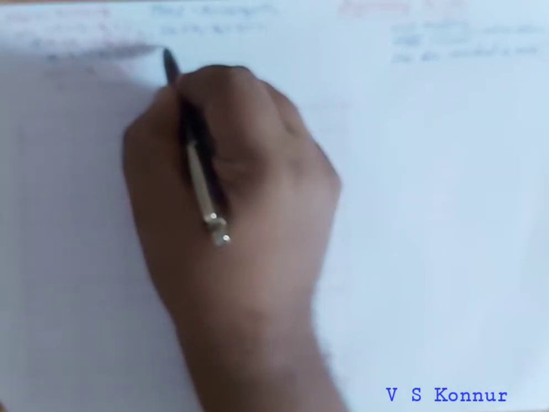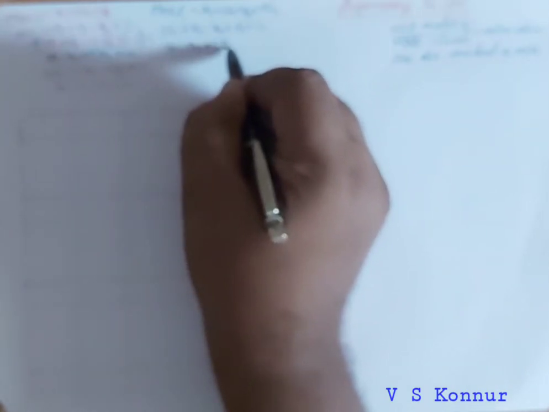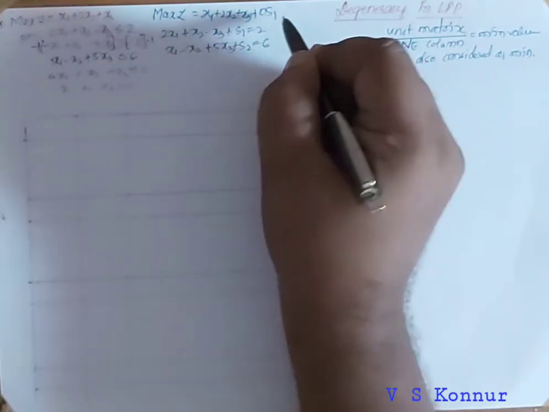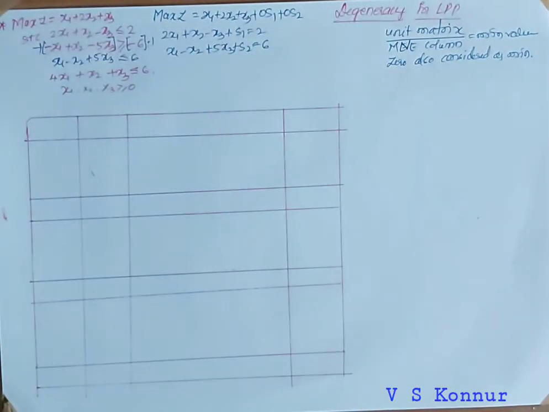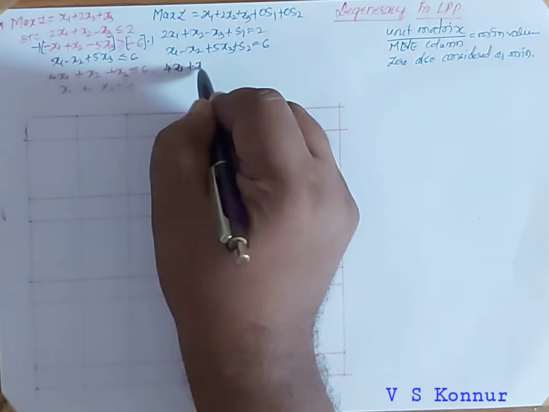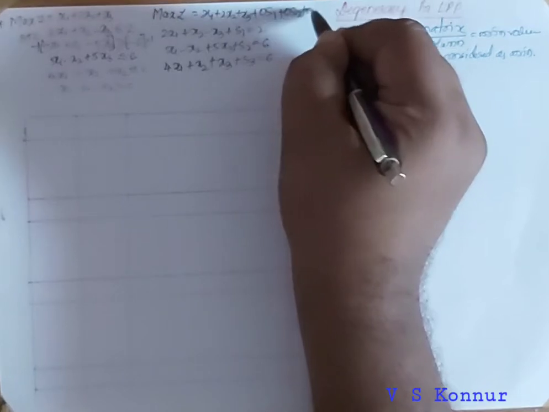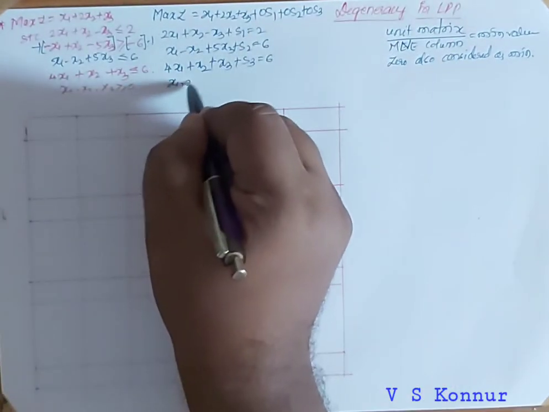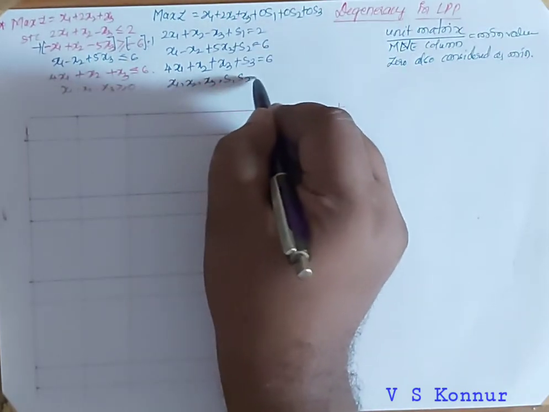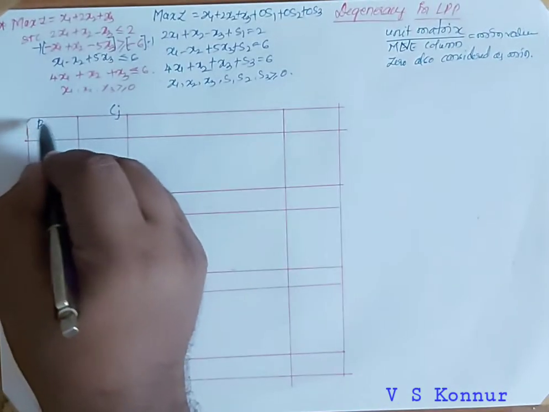So now we'll write the second constraint here: x1 minus x2 plus 5x3 plus s2 is equal to 6, with 0 s2. Next, the third constraint: 4x1 plus x2 plus x3 plus s3 is equal to 6, with 0 s3. So x1, x2, x3, s1, s2, s3 greater than equal to 0. It is called the standard form of simplex method. Now we should bring it to the table.